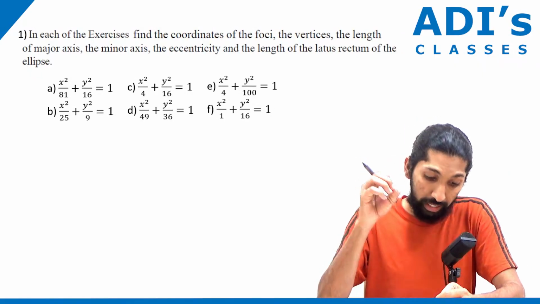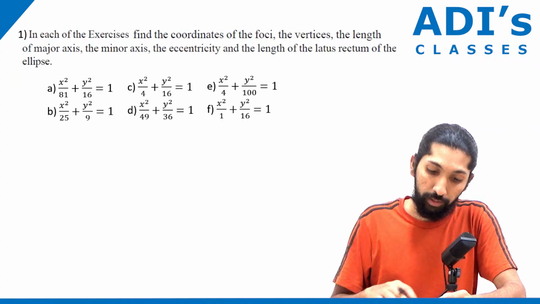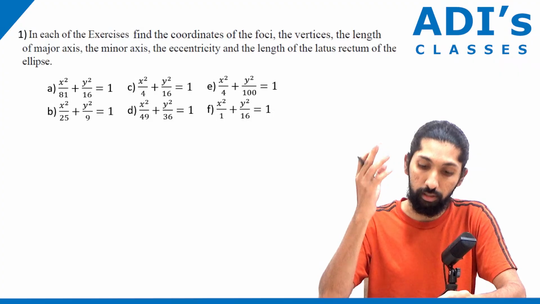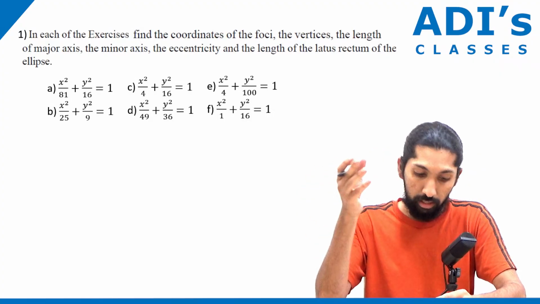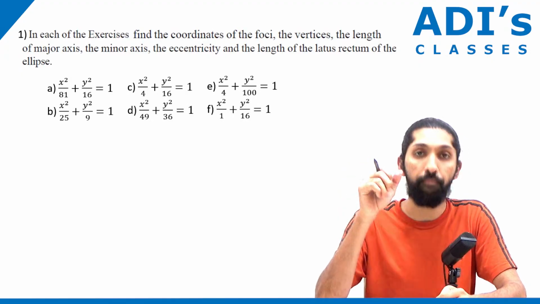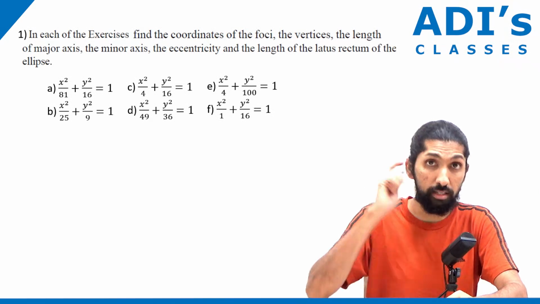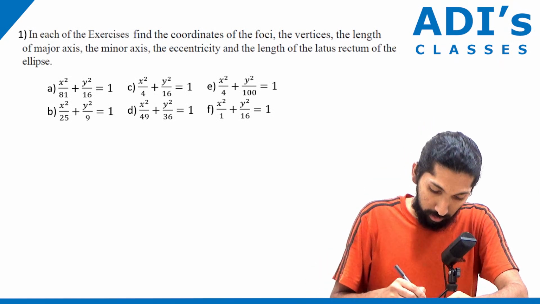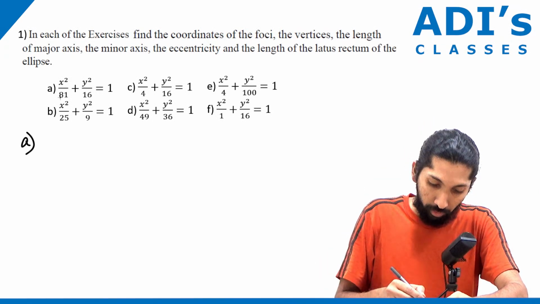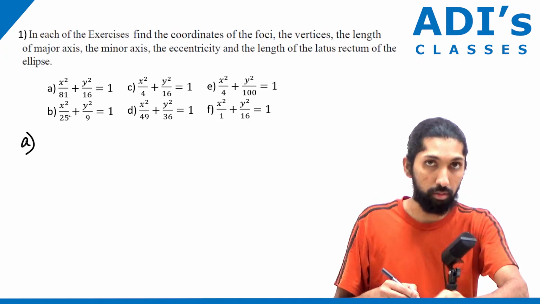See here, in each of these exercise problems, you have to find everything: coordinates of foci, vertices, length of major and minor axis, eccentricity, and length of latus rectum. So pretty much everything you have learned. Let's start with the first one. See here, x square by 81 plus y square by 16 is equal to 1.